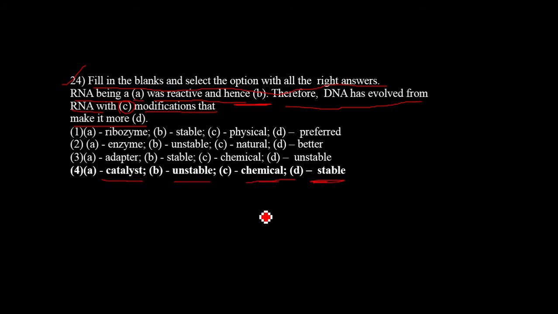Once I will read the total statement. RNA being a catalyst was reactive and hence unstable. Therefore, DNA has evolved from RNA with chemical modifications that make it more stable. Question number 24, option 4 is the correct answer.